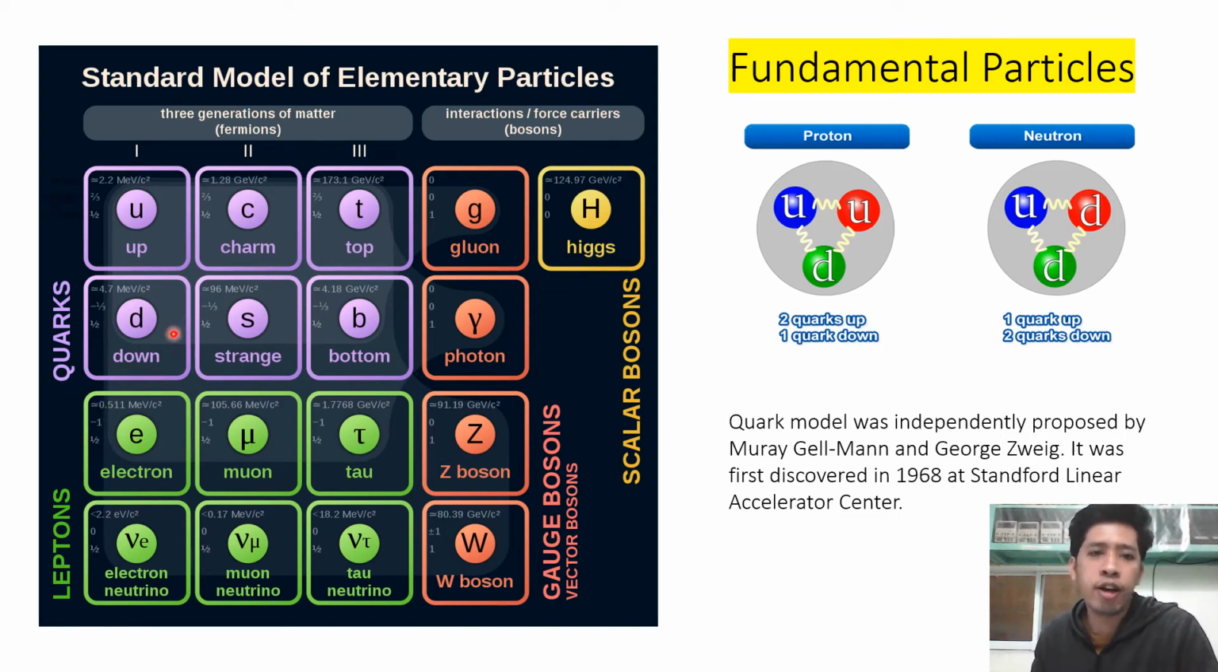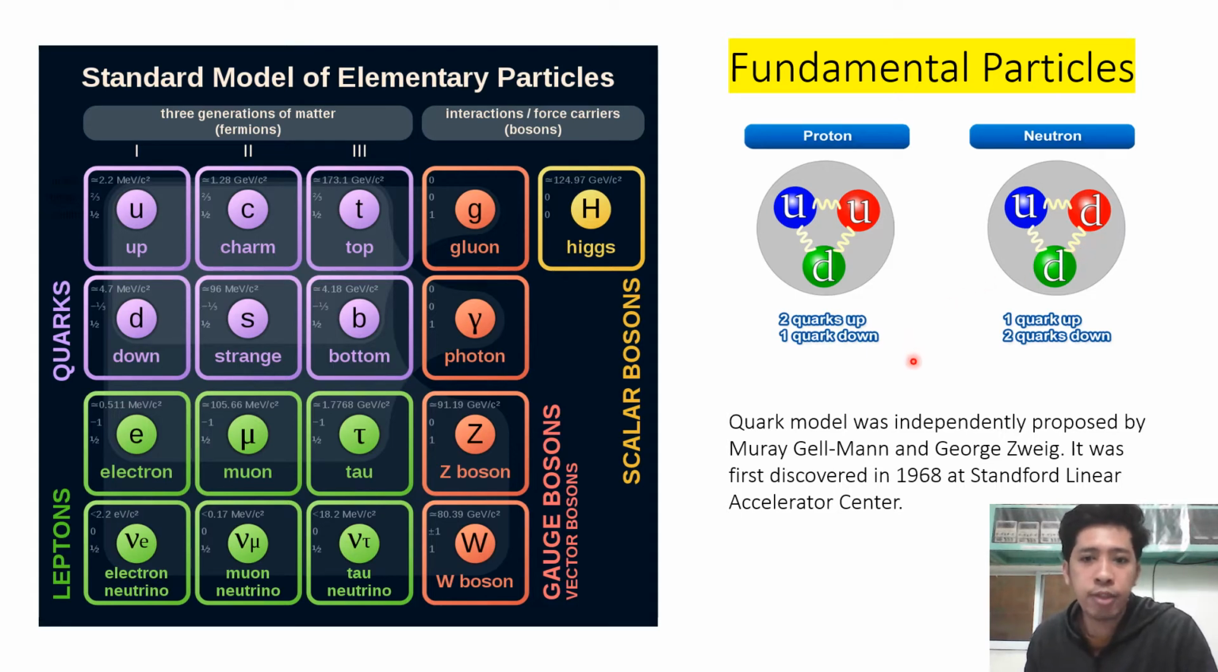So you have your quarks, you have your leptons. For your quarks, you have your up, your charm, your top, your down, your strange, and then your bottom quarks. And then for your leptons, you have your electron, your muon, your tau, your electron neutrino, your muon neutrino, your tau neutrino. So as you can see, it's only the electron that is fundamental, while your proton is composed of 2 up quarks and then one down quark.